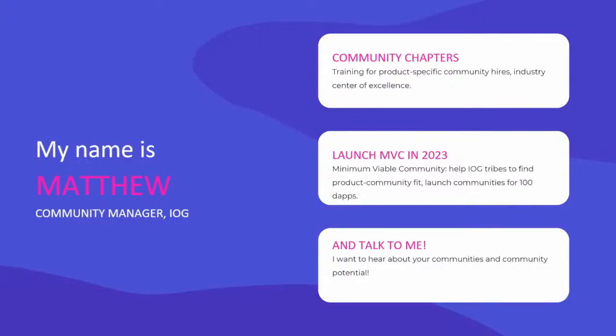I'm leading community chapters and minimum viable community in Ben's team. And so community chapters, like Ben said, is training for product-specific community hires to give them the best practices, the frameworks, the tools that they need to make community a success for their product team. Minimum viable community is that framework. It's how we take communities from scratch, just from a product and a user base and ideas and values to an actual set of individuals who care, who are in relationship with each other, and who can carry that culture.